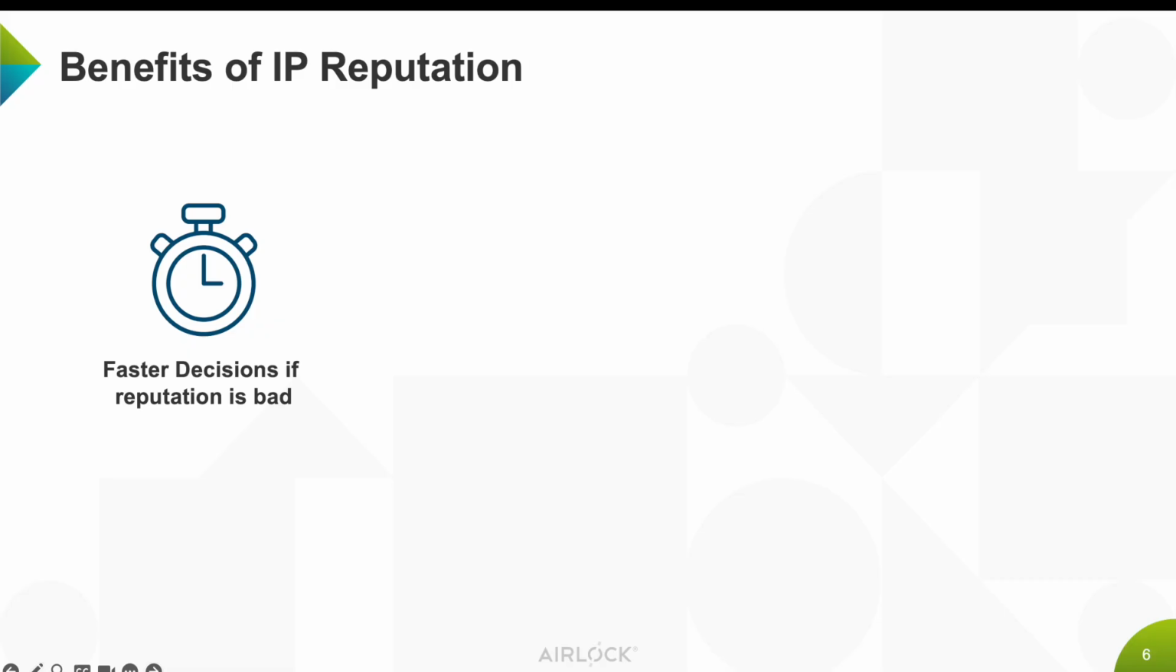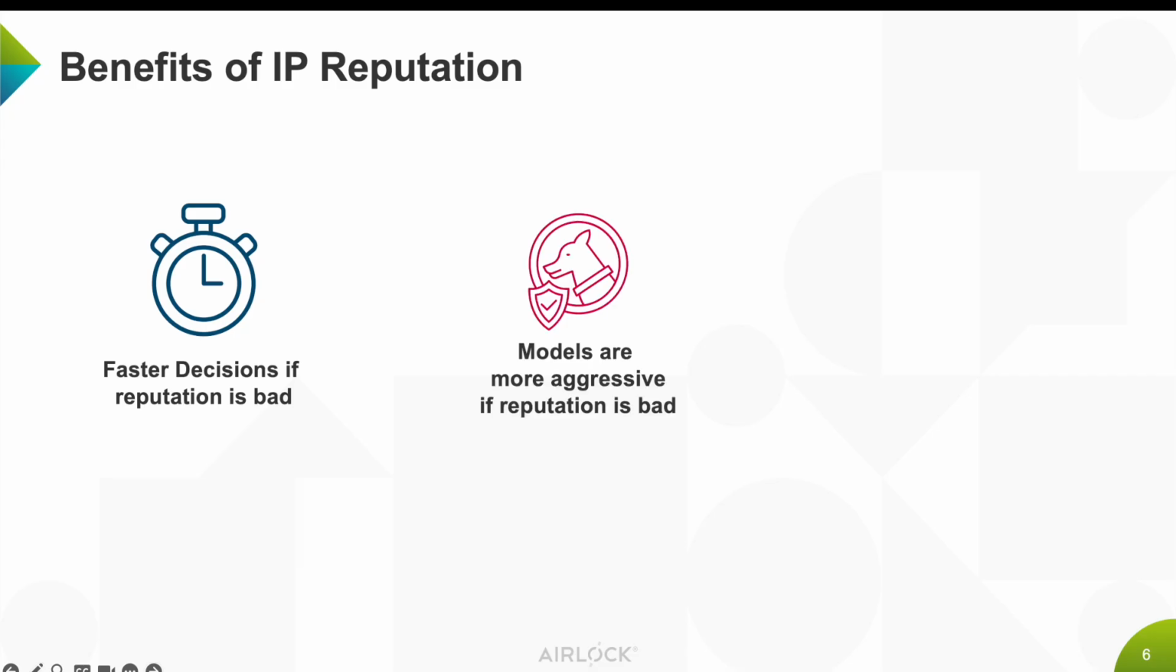Number one is, if we already know that the reputation of the IP address is bad, then we can come to much faster decisions. Instead of evaluating a session after 15 requests, we've reduced that to 5 requests, and we've also made the models more aggressive if the reputation is bad. We're actually reducing the threshold, so it's easier for a model to decide that a session is bad, and triggers are executed much more easily, which means that also actions are executed much more easily.